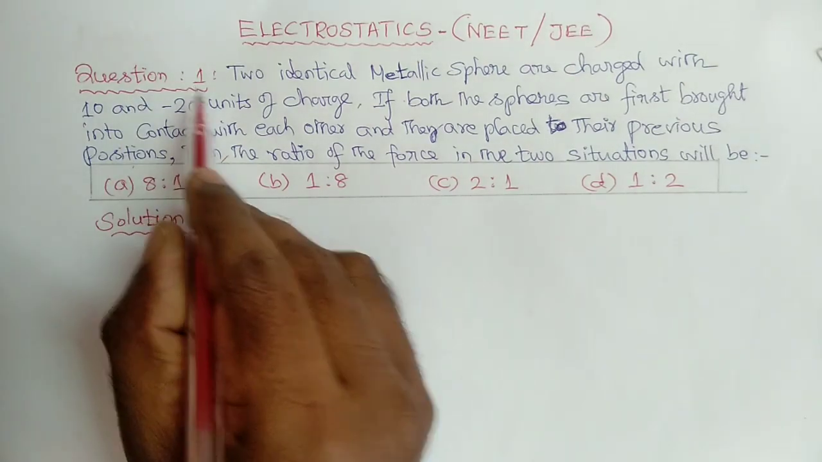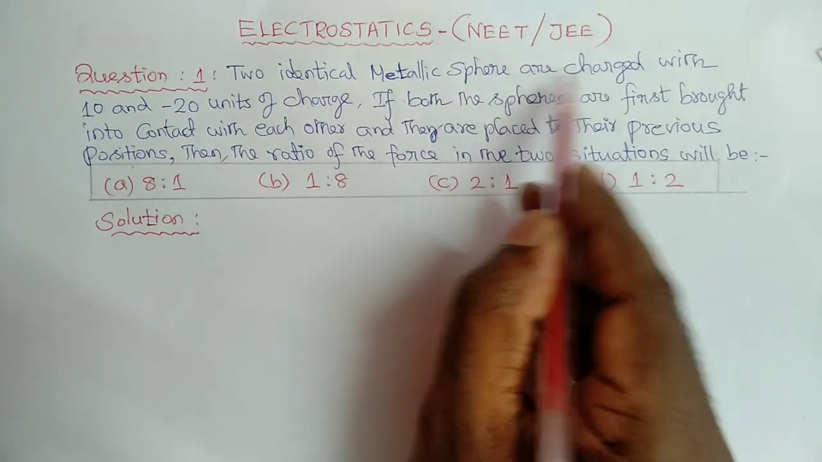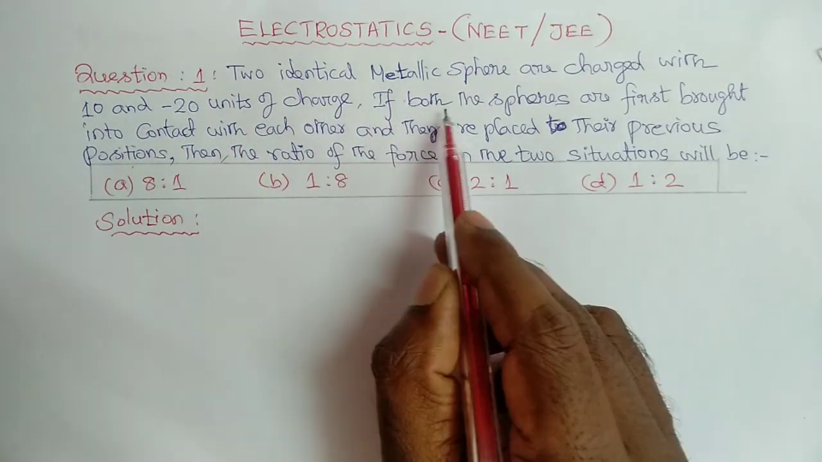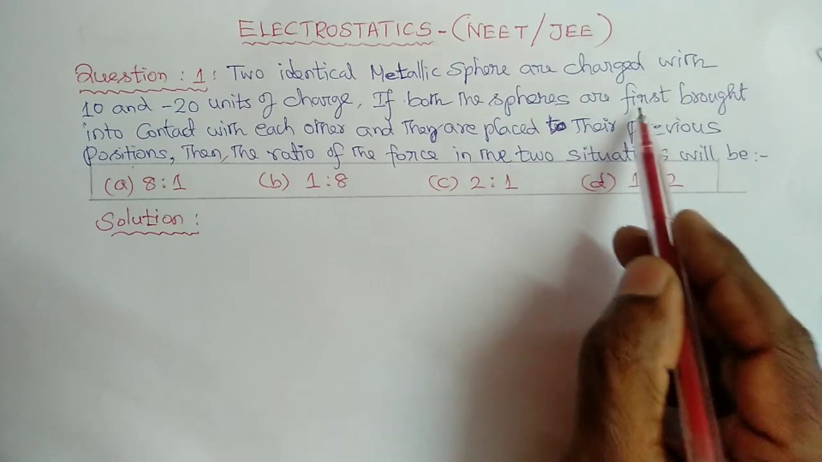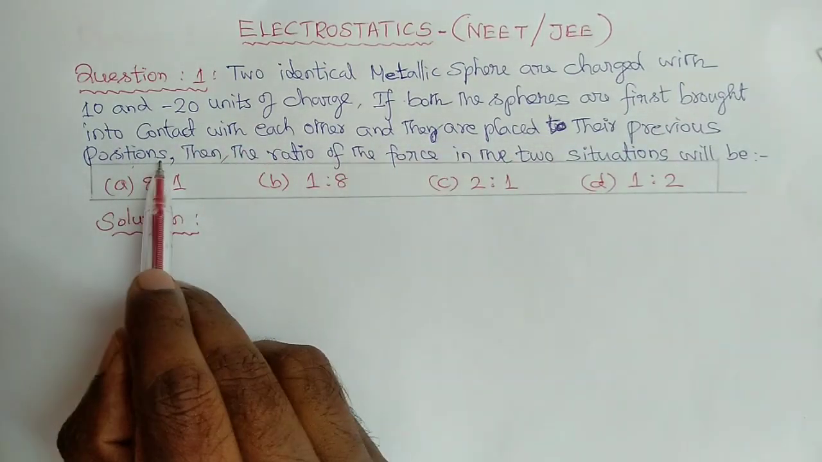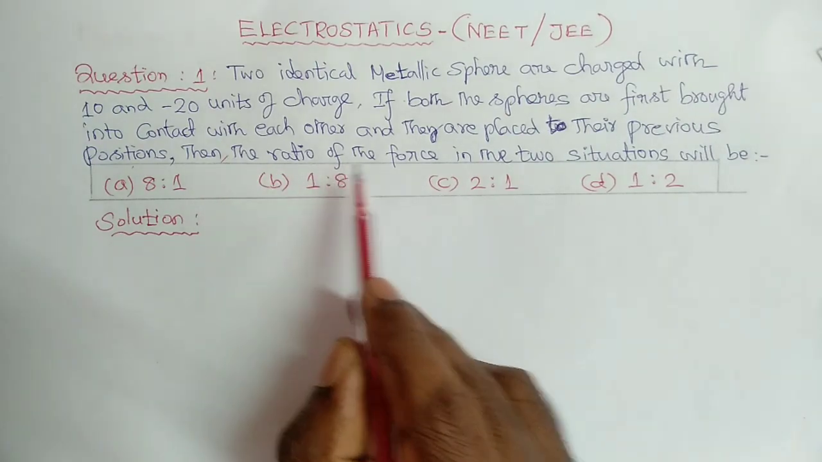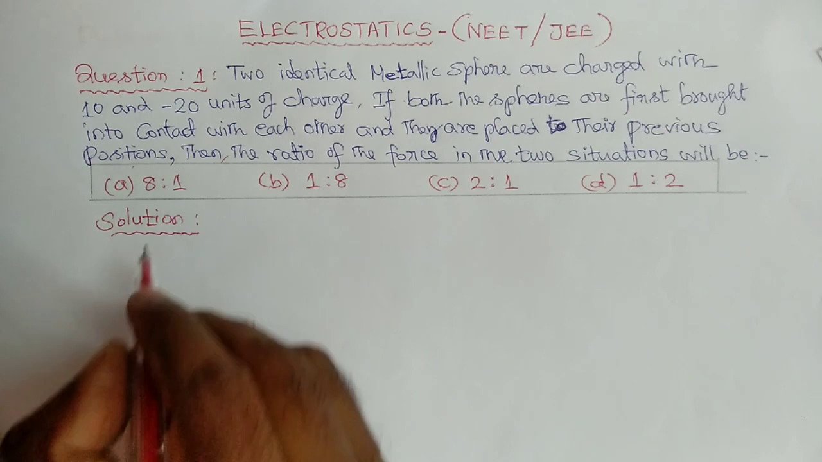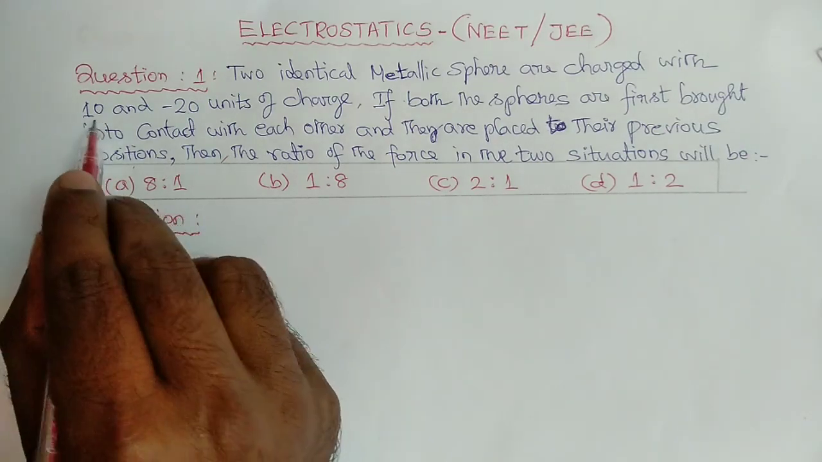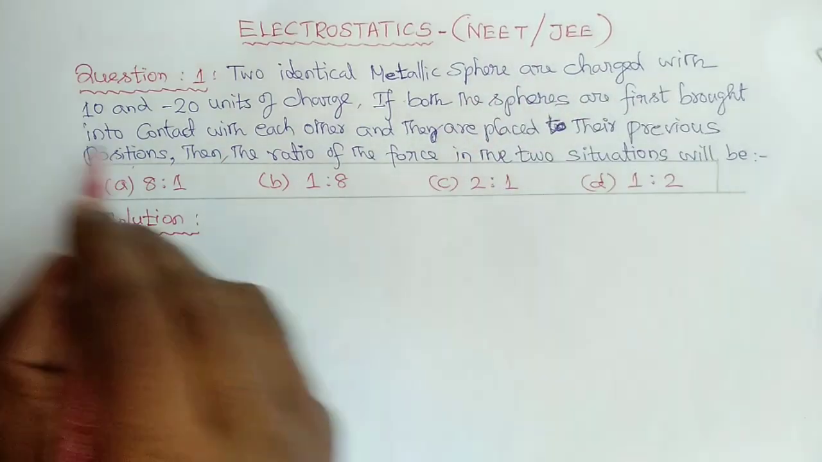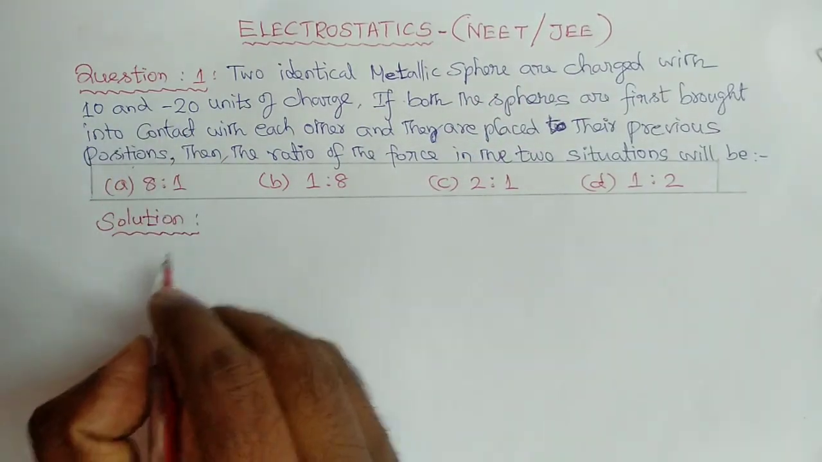So question 1. Two identical metallic spheres are charged with 10 and minus 20 units of charge. If both the spheres are first brought into contact with each other and then placed at their previous positions, then the ratio of force in the two situations will be. So you have to consider two identical metallic spheres charged with 10 and minus 20.